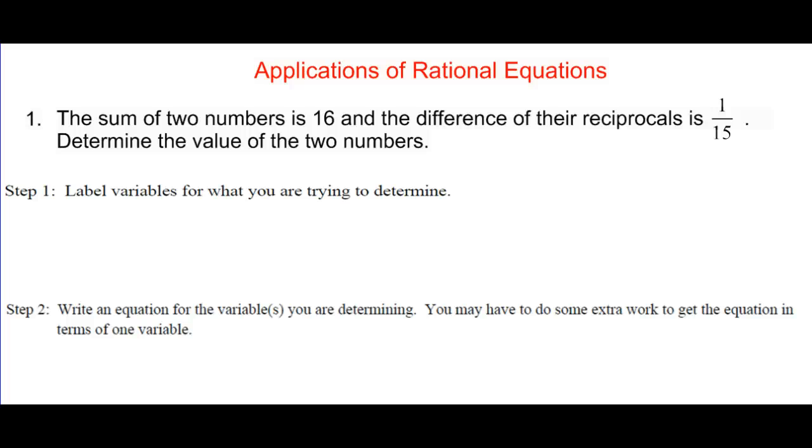The sum of two numbers is 16, and the difference of their reciprocals is 1/15. Determine the value of the two numbers. Okay, what's determine mean? Show your work. So we've got to show some work. Step 1, label variables for what you are trying to determine. What are we trying to determine? Two numbers.